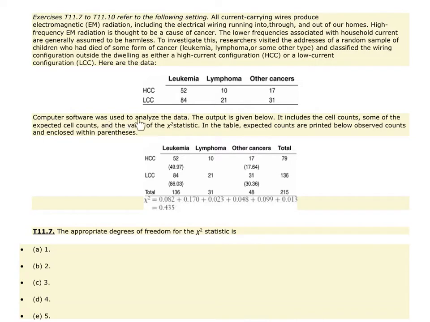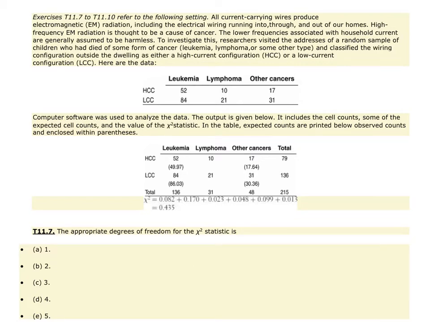Computer software was used to analyze the data. The output is given below. It includes the cell counts, some of the expected cell counts, and the value of the chi-square statistic. In the table, expected counts are printed below observed and are enclosed within parentheses. So our expected counts are right here in our parentheses. The observed counts are right above there. Again, chi-square statistic is right here. First question for number 7. The appropriate degrees of freedom for the chi-square statistic is what?